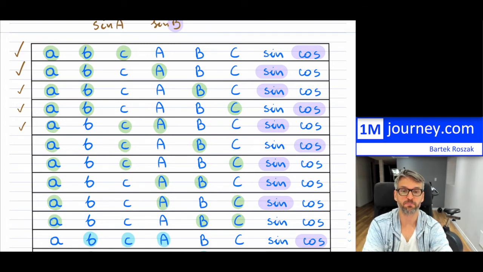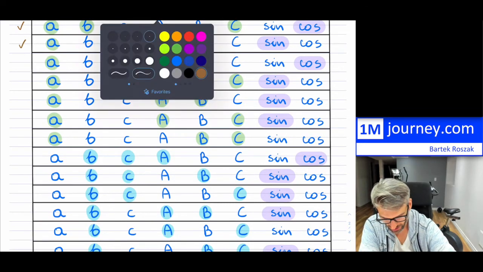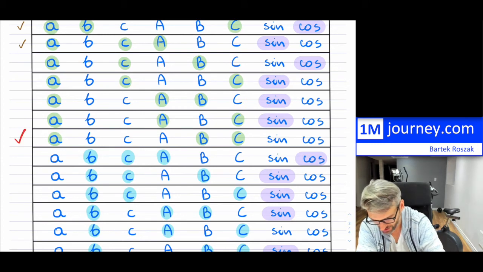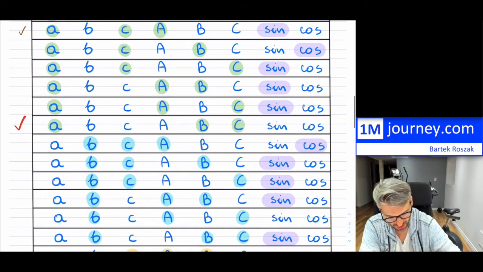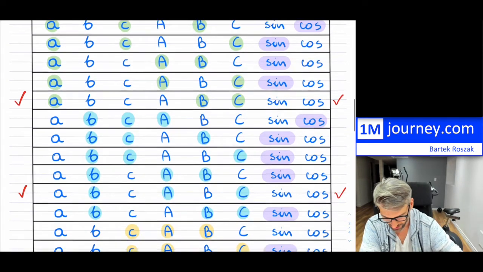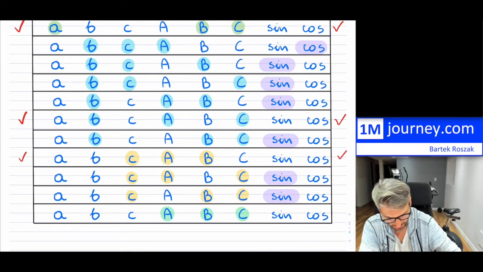Now, is there any pattern? The first pattern that I want to show you is when you cannot use anything at all. So for instance, this happens right here. If I keep scrolling, I notice that I could not use the sine law or the cosine law here. I could not use it here. And I cannot use it right here. And then finally, I could not use it right here.